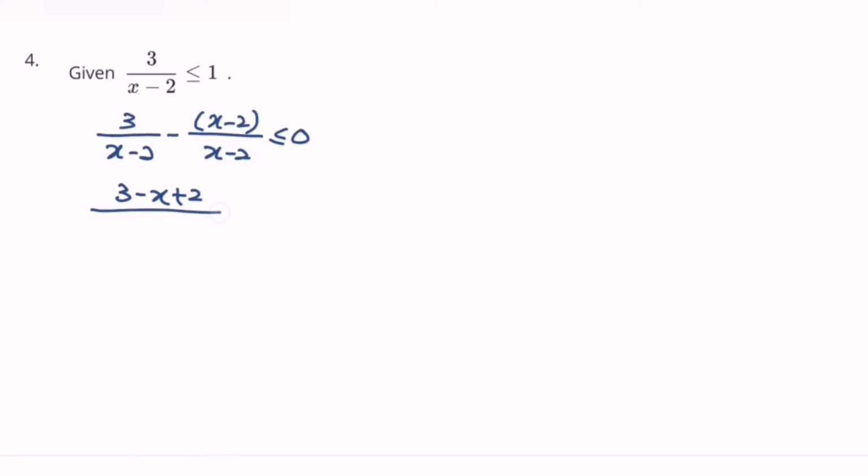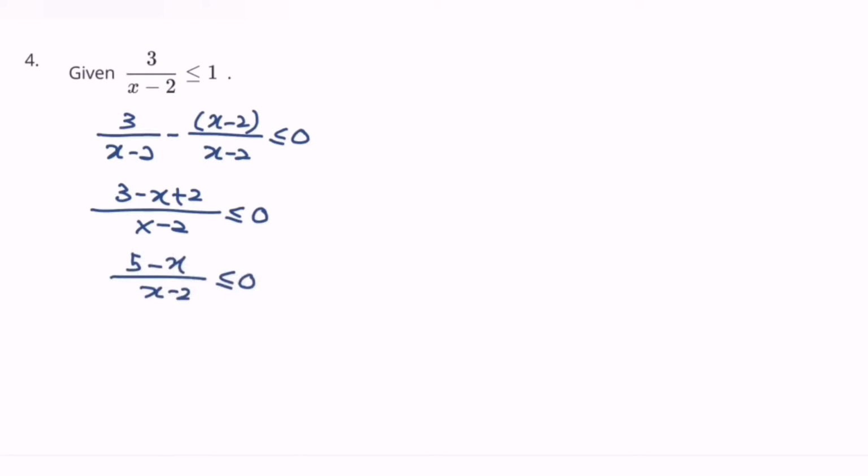Referring to question number 4, given the situation, what we have to do is to transfer and then equate the denominator. So here we have 3 over x minus 2 minus x minus 2 over x minus 2 less than or equal to 0. Next is to expand and then simplify. So here we have 3 minus x plus 2 over x minus 2 less than or equal to 0. Simplify the situation and we will have 5 minus x over x minus 2 less than or equal to 0.